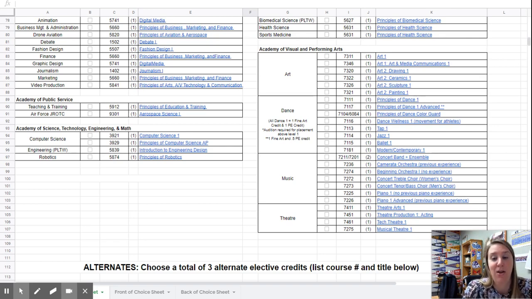Theater. Theater Arts 1. This is just something you want to have fun and play acting games and do miming. You're not going to be up on stage acting in front of the student body. Versus Theater Production 1, acting is exactly what that sounds like. You are going to be acting. If you've been in middle school theater, this is probably the class you want. You're going to be in plays. You can audition, one act, all of that fun stuff. That's going to be acting.